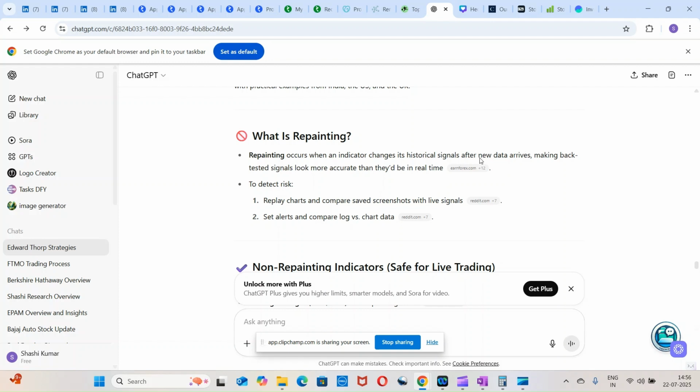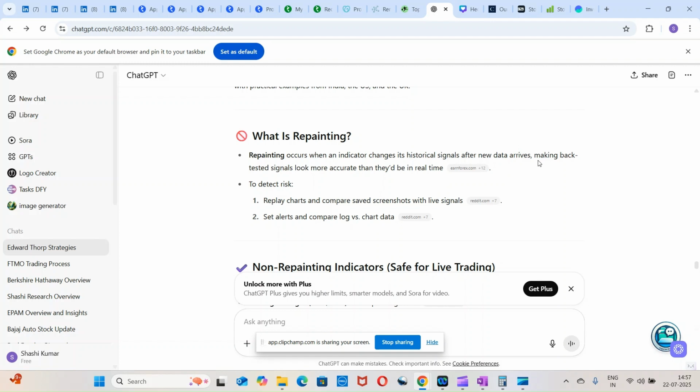If repainting does happen in indicators, it allows you to trade based on that particular signal that got generated. But once new data arrives, the signal changes, right? So your trade will go wrong there. So that is the primary thing about repainting that you need to avoid, so that you have quality signals and can trade based on those signals.